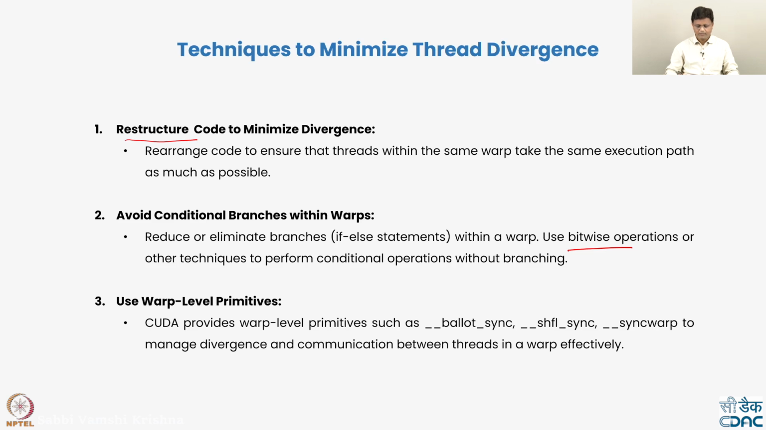Apart from that, CUDA also provides some warp level primitives, but I do not think it is a very effective solution. Developers can try applying these primitives in their program to manage thread divergence and communication between the threads in a warp effectively. But in my view, with my experience, these first two techniques are very useful and helpful to minimize thread divergence or completely avoid the divergence.